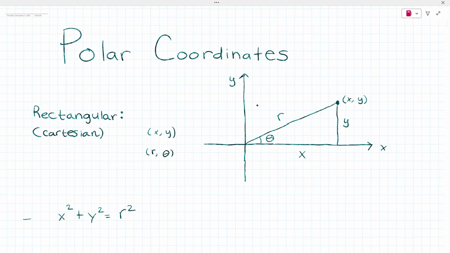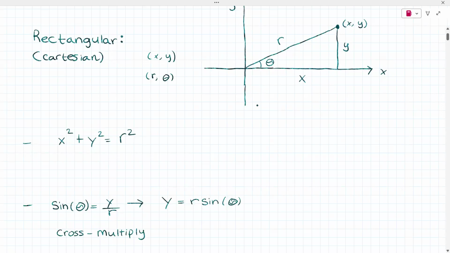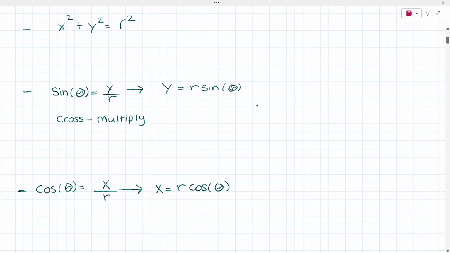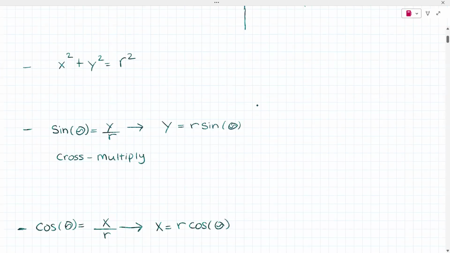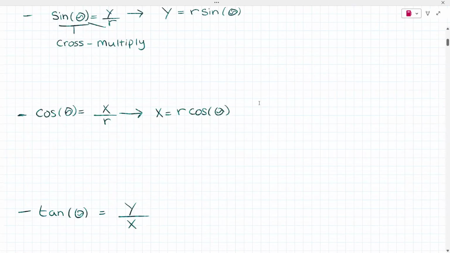So what do we know? We know that the equation x squared plus y squared equals r squared. And we also know that sine theta is the same thing as y over radius. That's correct from trig. And then if you cross multiply, this would give you y equals r sine theta. So we're going to use that when we do these problems. And what else do we know? We know that cosine theta is the same thing as x over radius from your trig course. And if you cross multiply, you're going to get x equals r cosine theta.